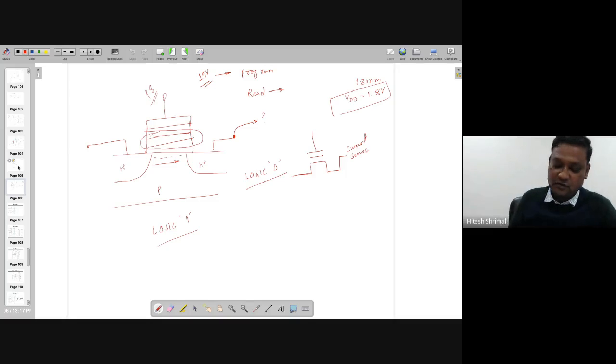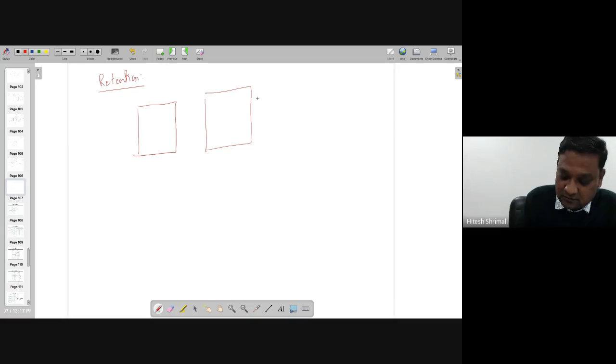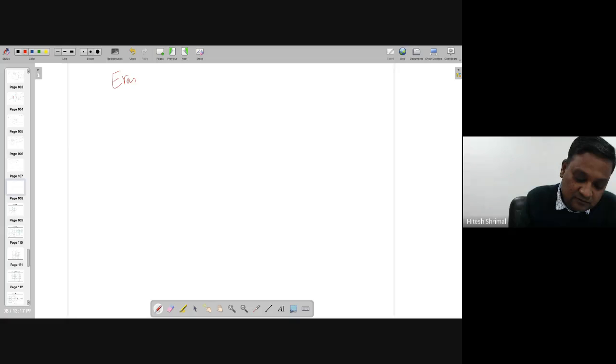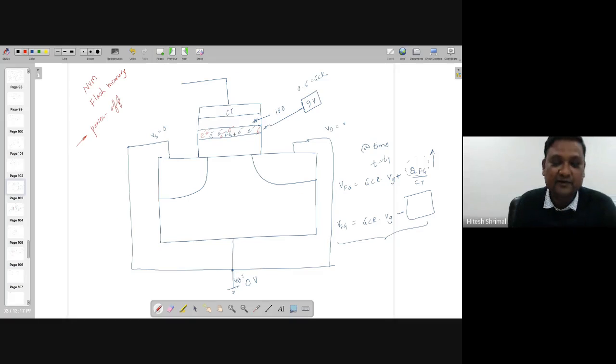Okay. So now, if you want to go with the retention, it's already known to us that you do not apply anything over here. Let it be wherever it is. So it's floating, right? So you can retain the value, but the problem might be at the erase, right? If you want to erase the value which is trapped here, there are many ways to do it.